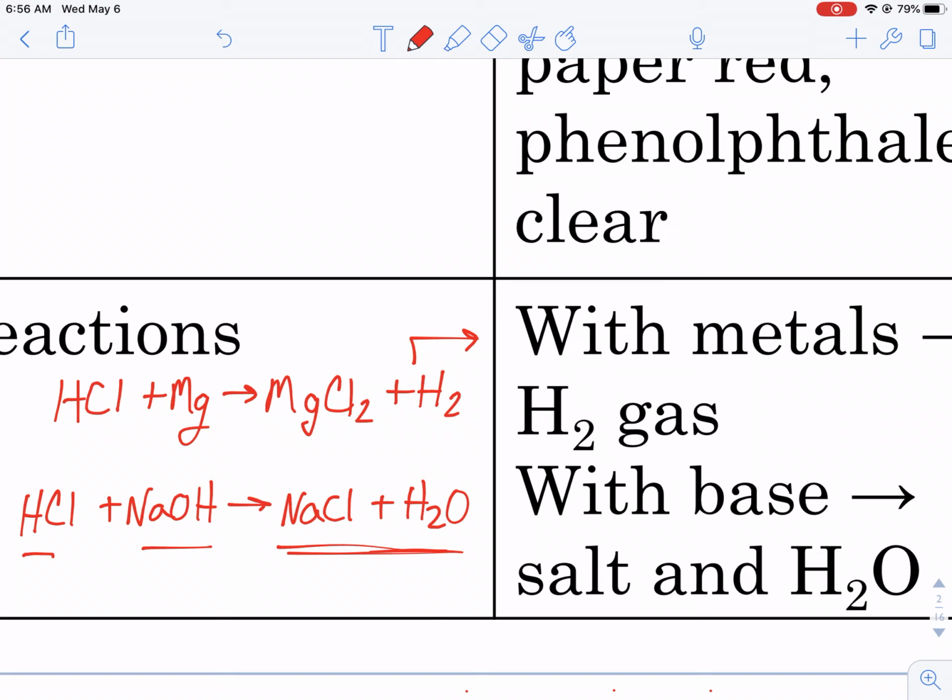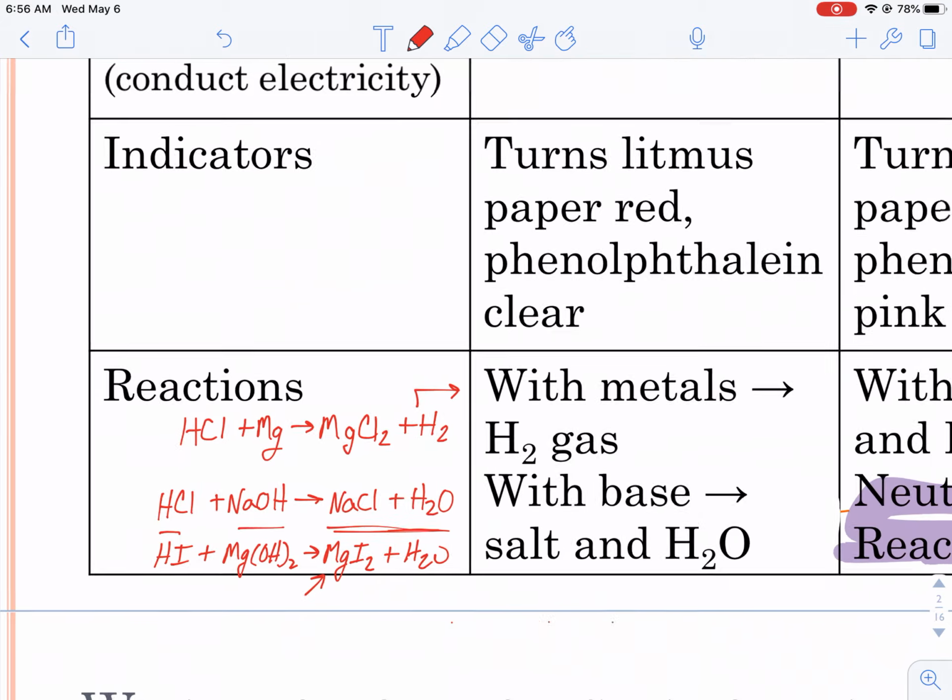Now keep in mind that NaCl is actual table salt, but anytime I have an acid together, like if I had HI plus Mg(OH)2, this would yield MgI2 and H2O. And now magnesium iodide isn't table salt, but we would call that a salt. So anytime you have the positive ion from your base and the negative ion from your acid coming together, they're going to consider that a salt. Okay?